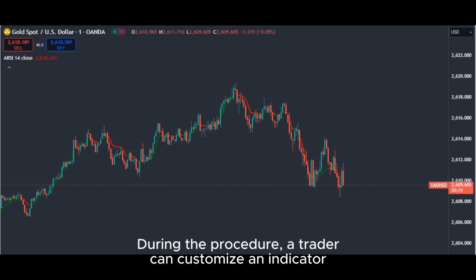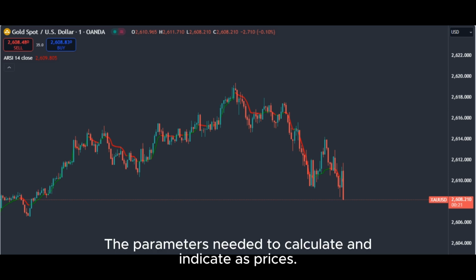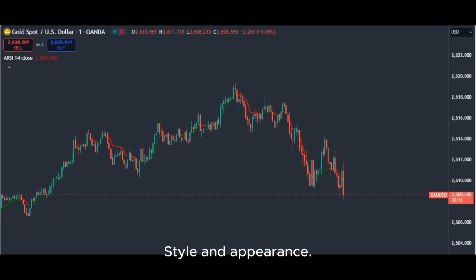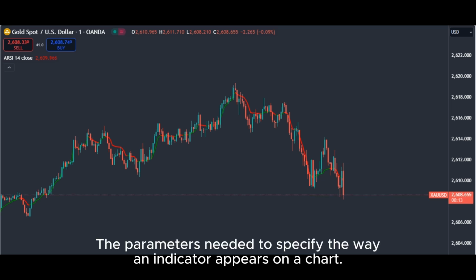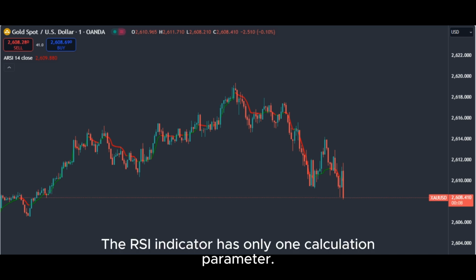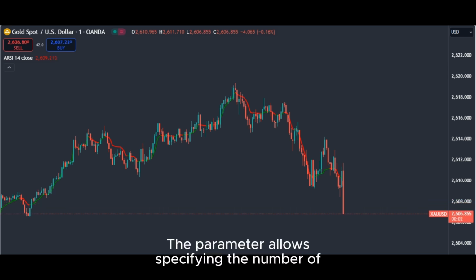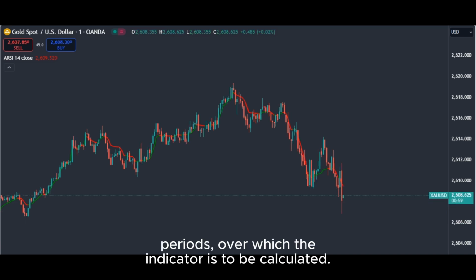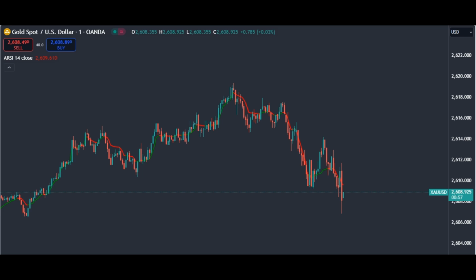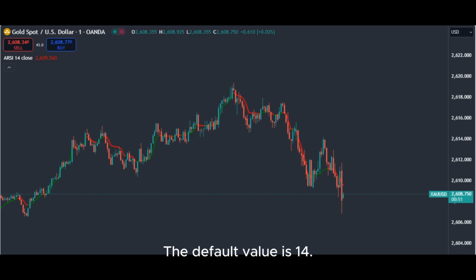A trader can customize an indicator by specifying its parameters in the Properties dialog box. Calculation: the parameters needed to calculate an indicator's prices. Style and appearance: the parameters needed to specify the way an indicator appears on a chart. The ARSI indicator has only one calculation parameter: number of periods. The parameter allows specifying the number of periods over which the indicator is to be calculated. The possible values are from 2 through 1000. The default value is 14.